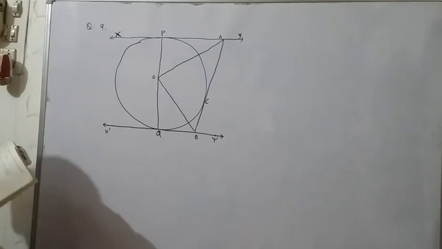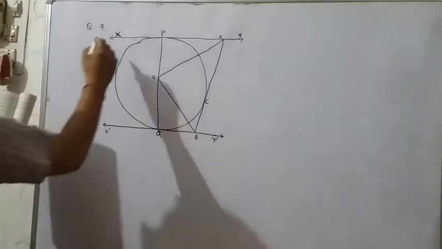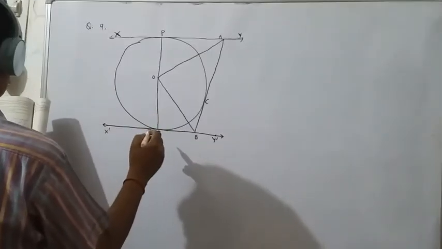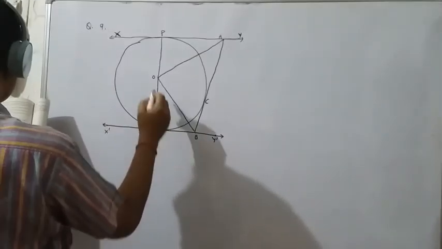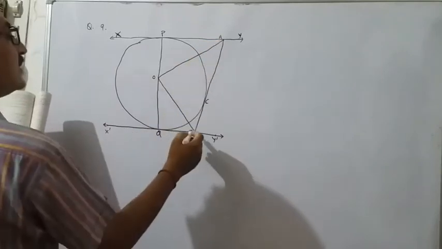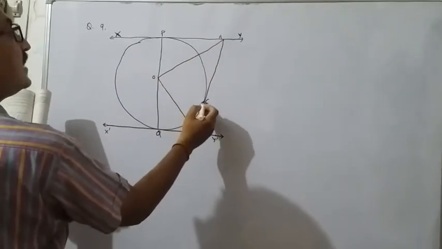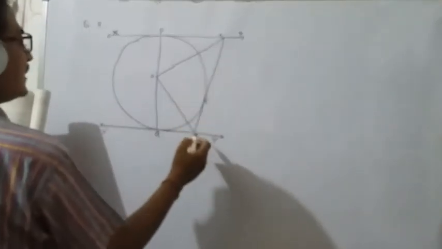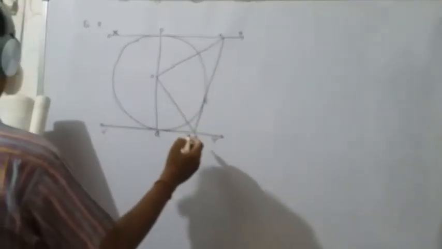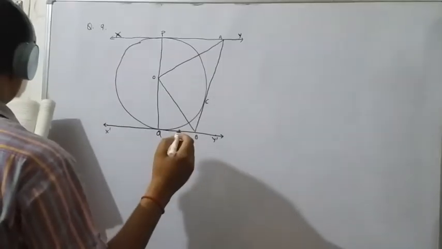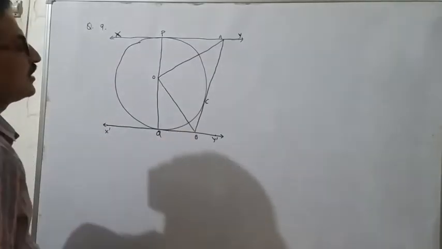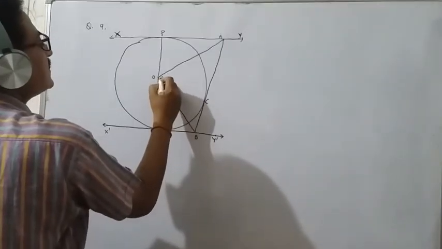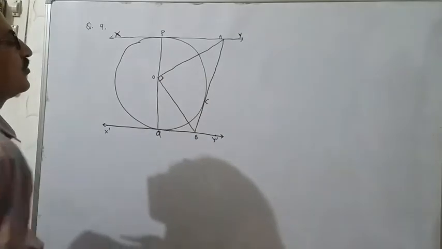Again, XY and X dash Y dash are two parallel tangents to a circle with center O. Another tangent AB has point of contact C, and it touches XY at point A and X dash Y dash at point B. Now we have to prove angle AOB equals 90 degrees. This is the angle we have to prove.